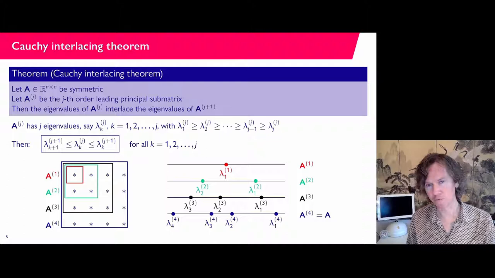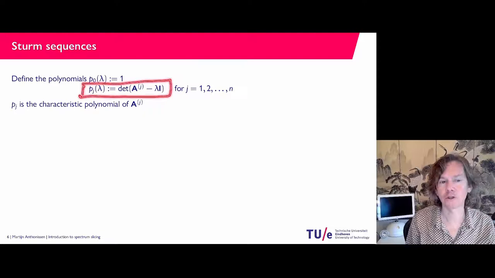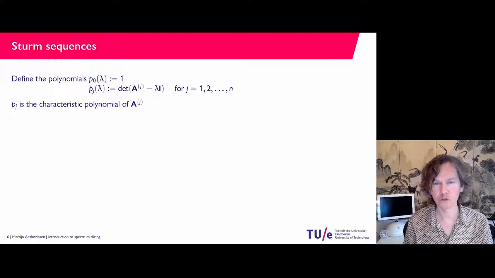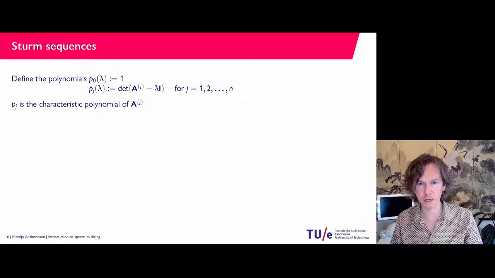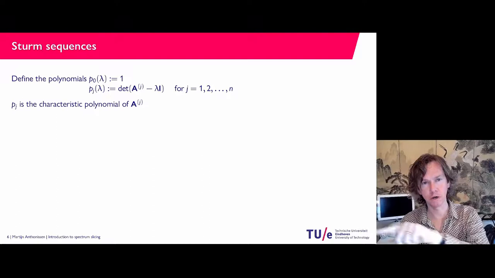Next ingredient for our method are Sturm sequences. So what is a Sturm sequence? Well, if you define the polynomials pj of lambda as the characteristic polynomial of the Aj matrices, then it will turn out to be convenient to also introduce p0, and just make that 1. So that is just for convenience later on. I am going to use a recurrence relation, so I'm going to express pj in terms of its predecessors, pj minus 1 and pj minus 2, and then it's convenient when we can have a p0 here.